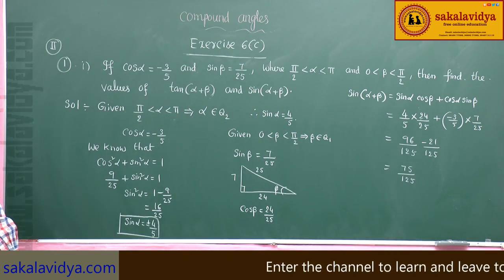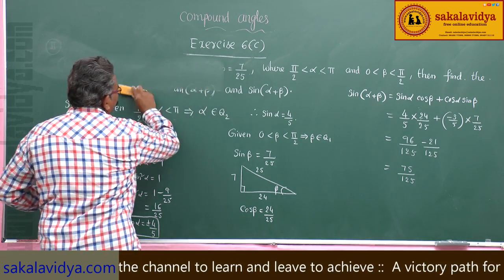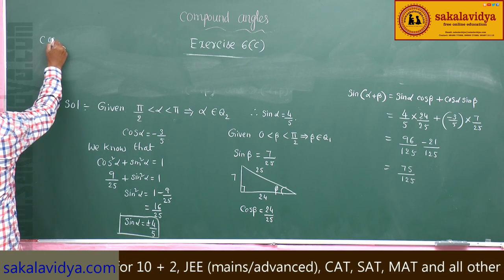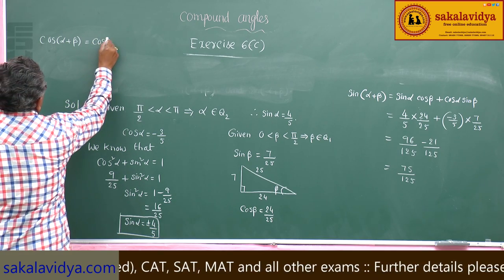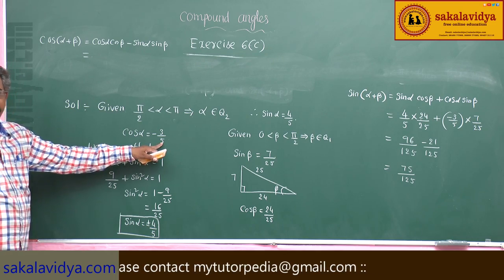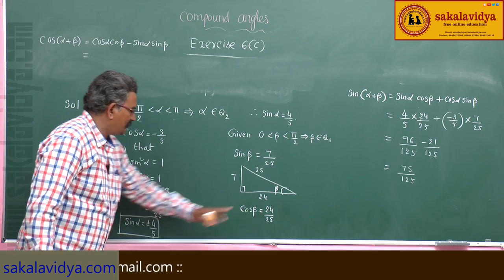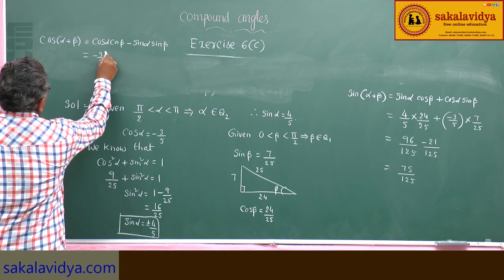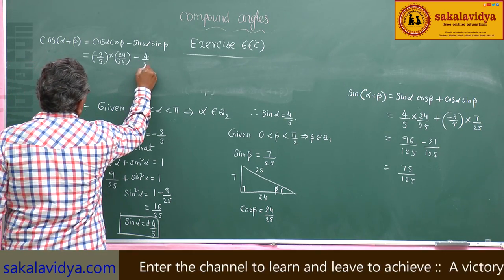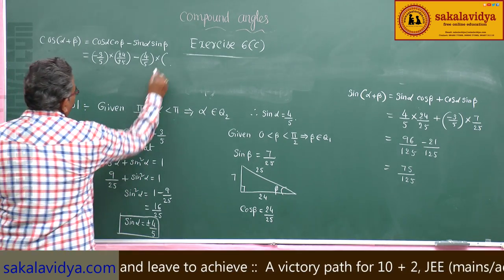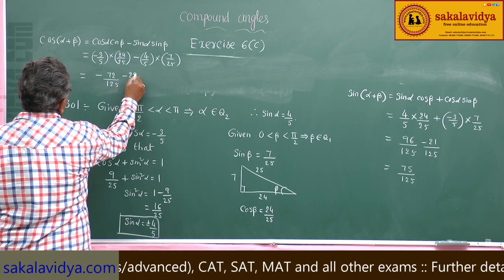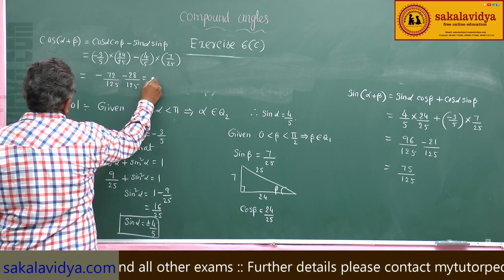Now let us find out cos alpha plus beta. See, cos alpha plus beta is equal to cos alpha cos beta minus sin alpha sin beta. Let us replace the values. Cos alpha is minus 3 by 5. Next, cos beta is this one. So, minus 3 by 5 into 24 by 25, minus sin alpha is 4 by 5 into sin beta. Sin beta is equal to 7 by 25. So, this is minus 72 by 125 and minus 28 by 125. 72 plus 28 is 100, so minus 100 by 125.